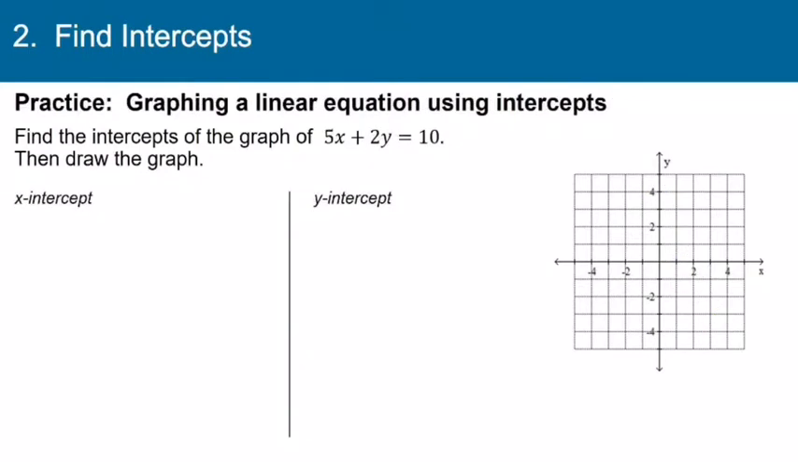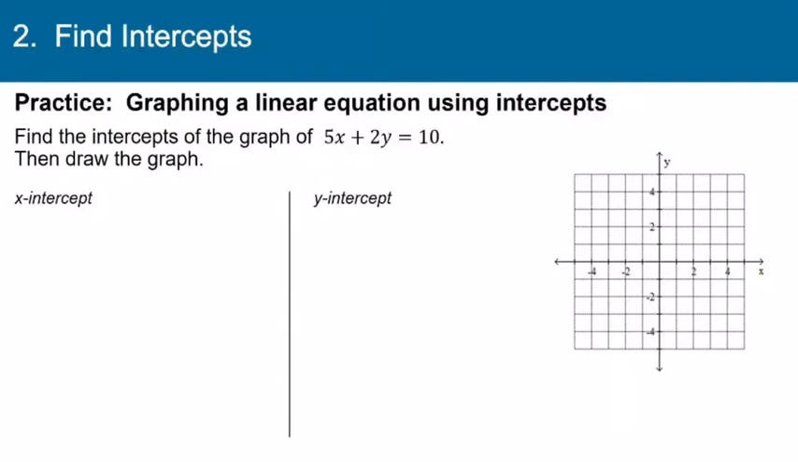Now here's one for you to practice with. So our equation this time is 5x plus 2y equals 10. See if you can find the intercepts on your own and graph the line by yourself. Okay, now I'm going to go through this with you. So let me show you how I do it when I'm working on my own paper.